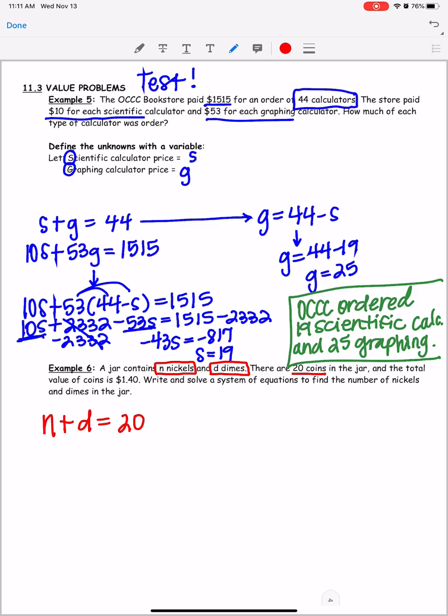Then it says the total value of the coins is $1.40. So let's put one with our money. How much does a nickel equal? That's 5 cents. Now be careful here. A lot of people put 0.5N, but that 0.5 is the same as 0.50N. That's 50 cents. So for my nickel here, this needs to be 0.05N.